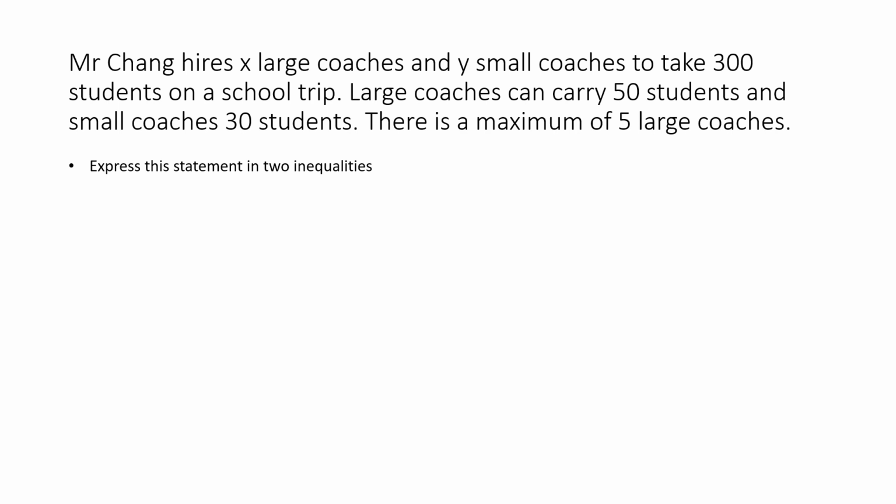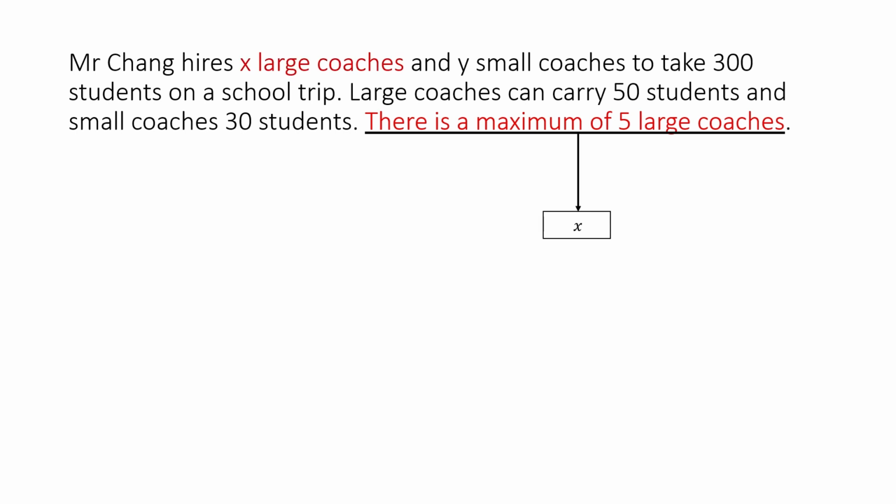So firstly, we're going to look at the last phrase that says there is a maximum of 5 large coaches. We know the large coaches are represented as X, and we can represent the maximum of 5 as X is less or equal to 5.